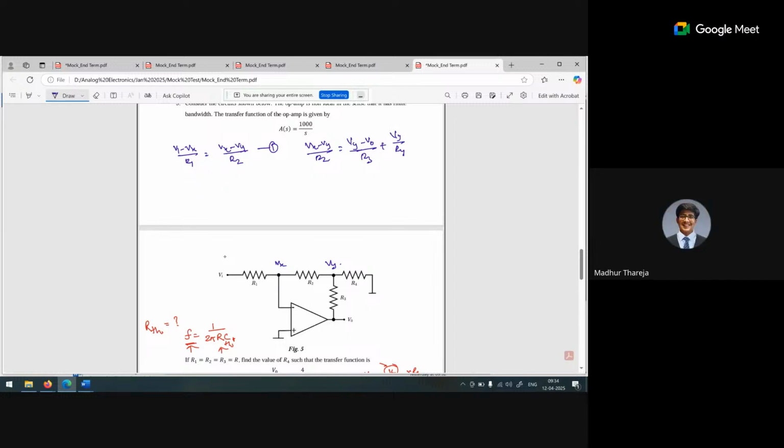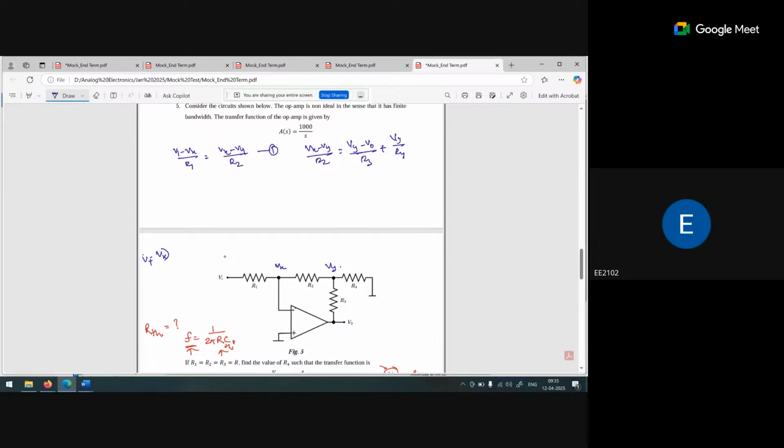1000 by S is the transformation for that. So now for this equation, if we calculate the V positive minus Vx times A is equal to V out.